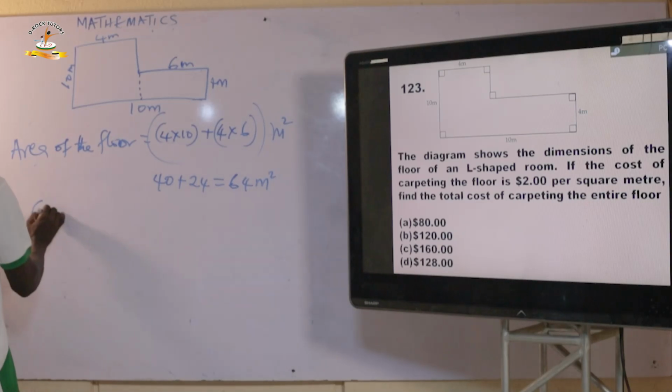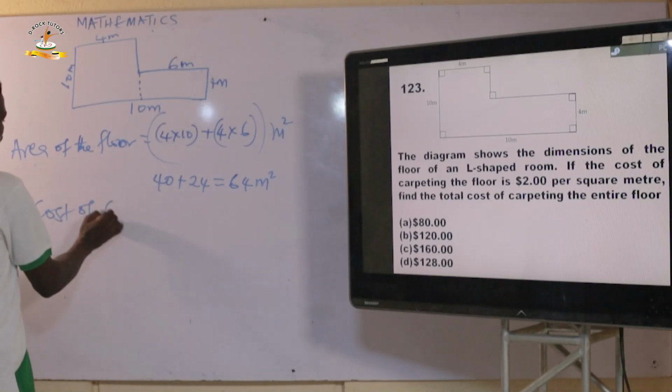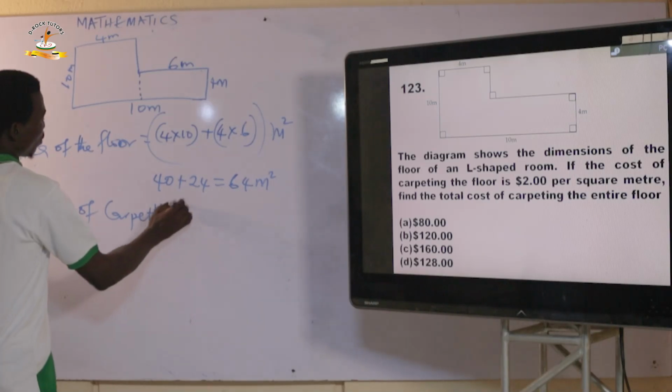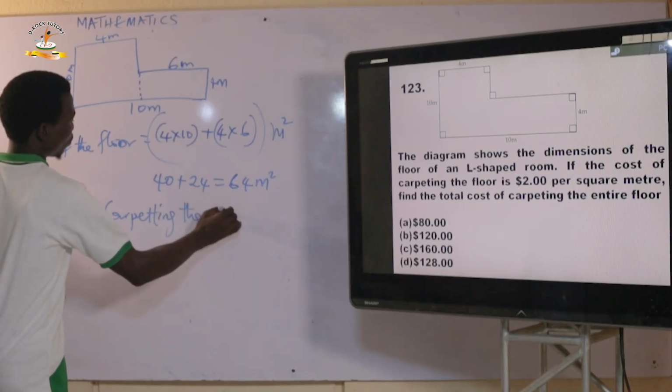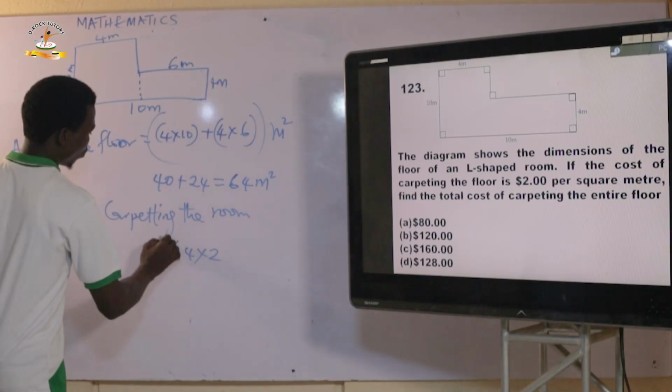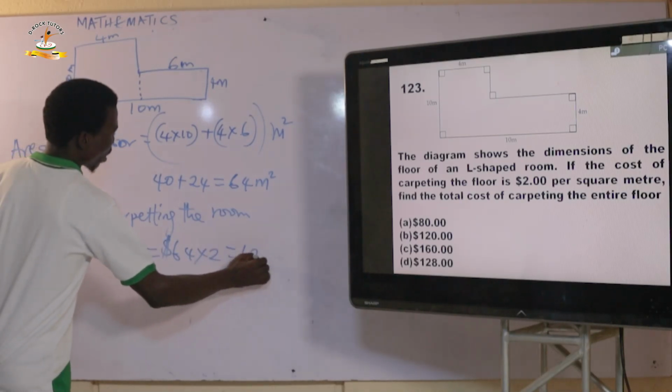So the cost of carpeting the floor or the room equals 64 times 2 in dollars, and this is $128.